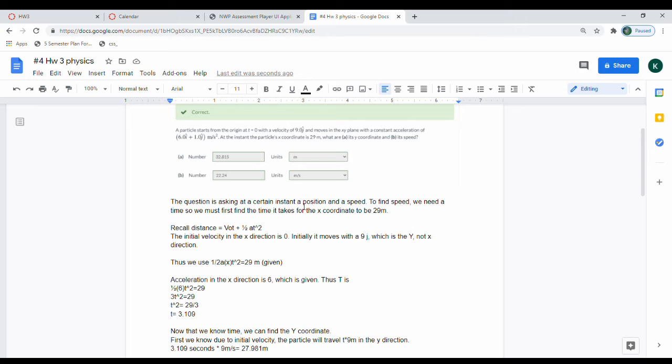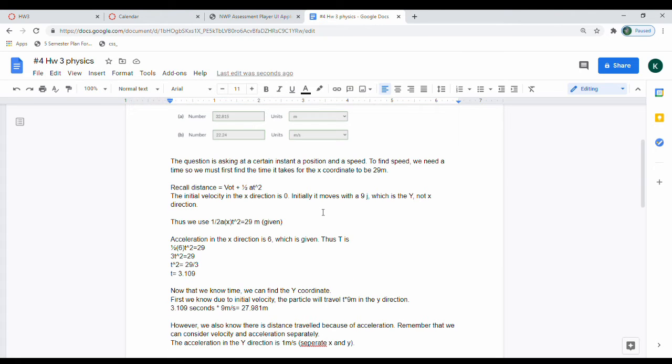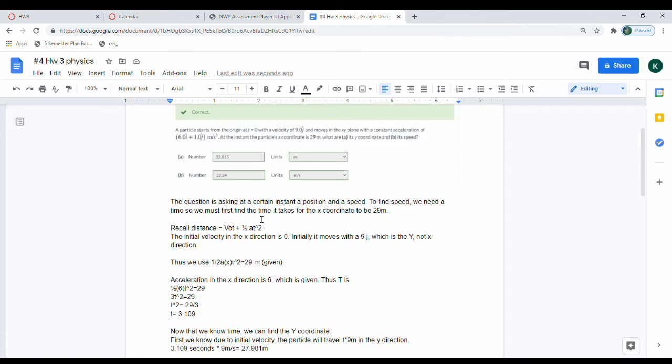So we first need to know time, because if we need to know the position and speed, time is essential. To find the time, we need the time it takes for the x coordinate to reach 29 meters. Recall the distance formula, v naught t plus 1/2 a t squared. The initial velocity in the x direction is 0, because it only moves in the y direction, since that's 9j, which is y, not x.